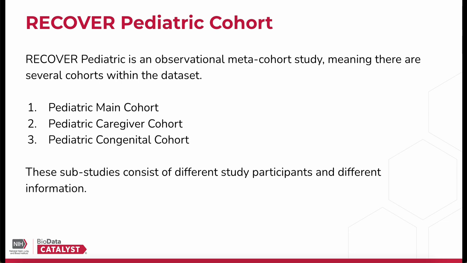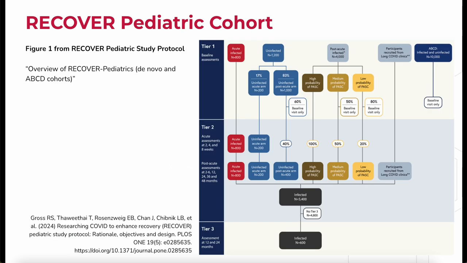These sub-studies, or subcohorts, consist of different study participants and different information. Additionally, there are different groups or arms of the study. This figure was taken from the RECOVER Pediatric Study Protocol publication cited here on the slide. You can see here that the groups include acute and post-acute, with infected and uninfected study participants in each.